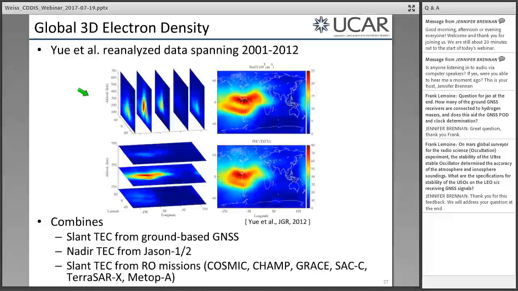They've done this analysis in this particular study from 2001 through 2012. This work has since been extended to bring it more to the current time. You can see some examples here of a nice 3D picture of the ionosphere. And on the right is the space-based two-dimensional view that many people are familiar with, showing over time the transition of the sun around the Earth.